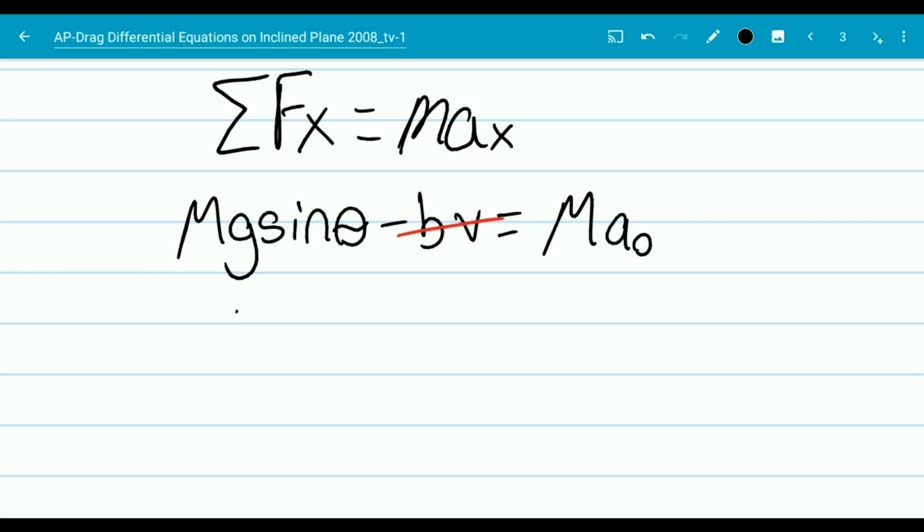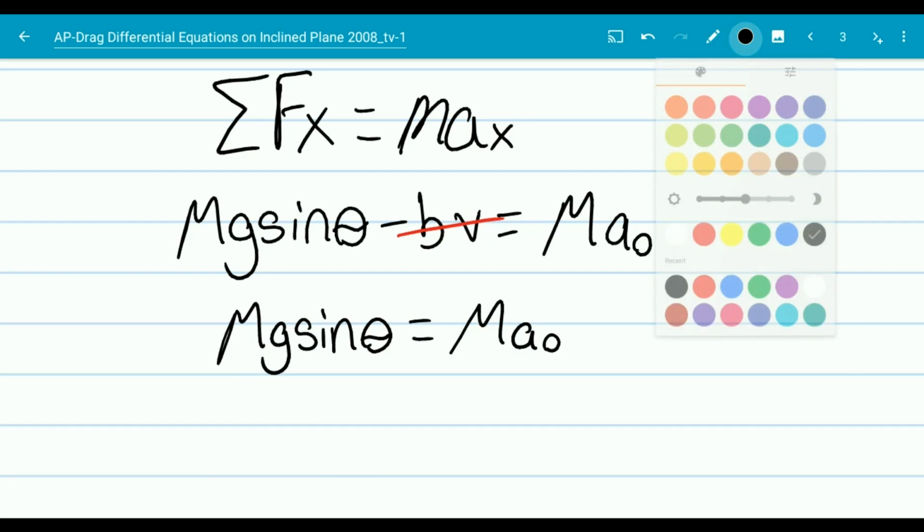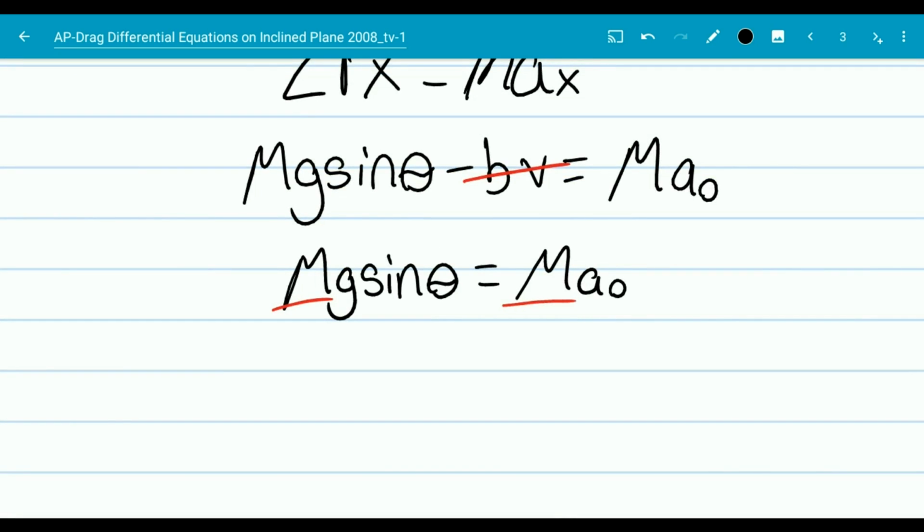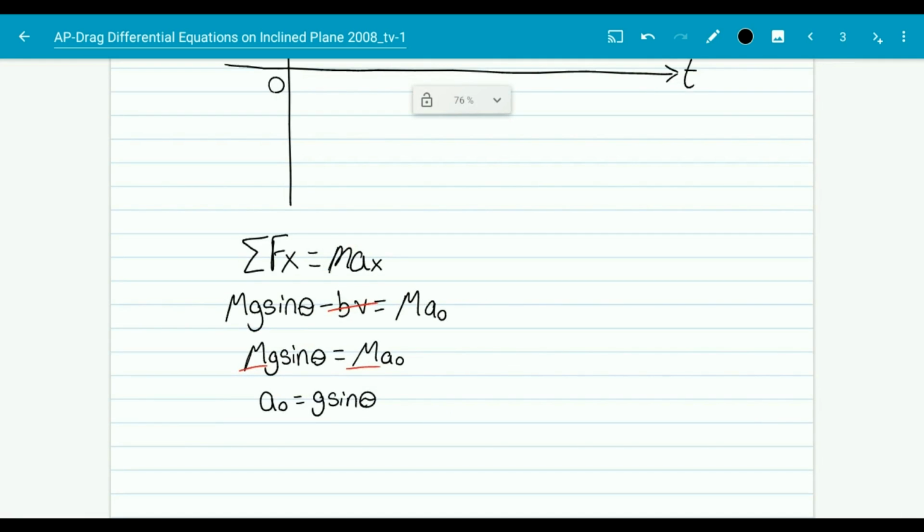So what we get is mg sin θ equals ma sub 0. Well, there's an m on both sides, so we can divide the m out and say that a sub 0 equals g sin θ. So that's our initial value there.